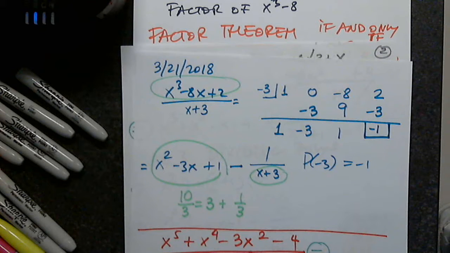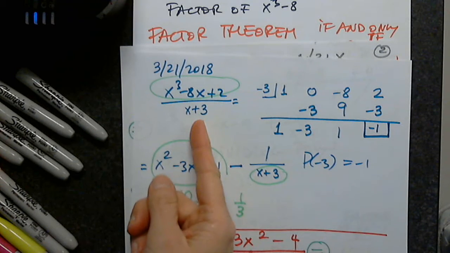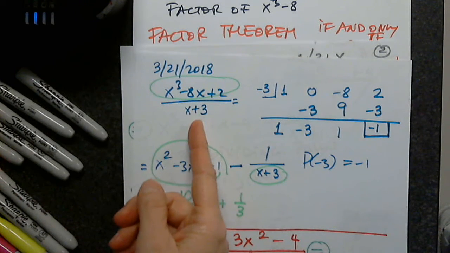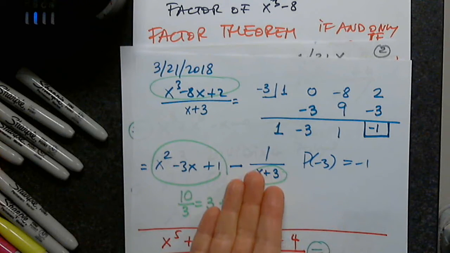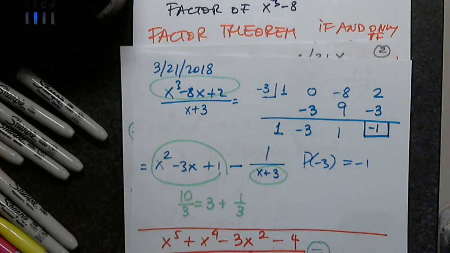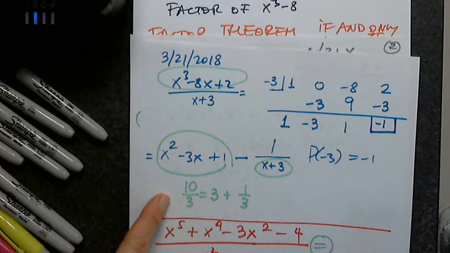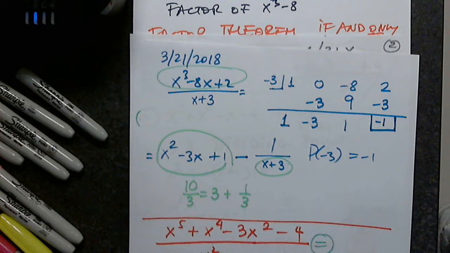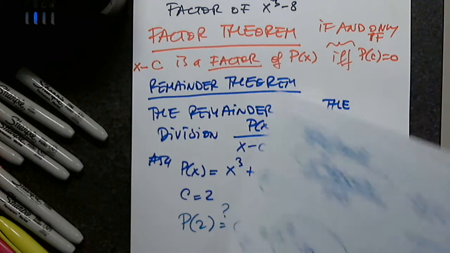So is the remainder negative 1? Good. Because the remainder is not 0, obviously, x plus 3 is or is not? Not a factor. It's not a factor. That's why 3 is not a factor of 10, because the remainder is 1. Did we get negative 1, everyone? Yes? Okay, very good.